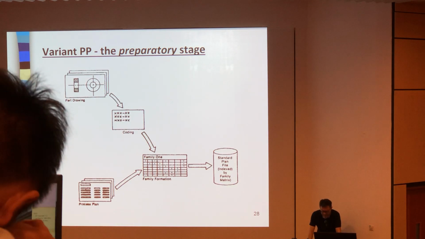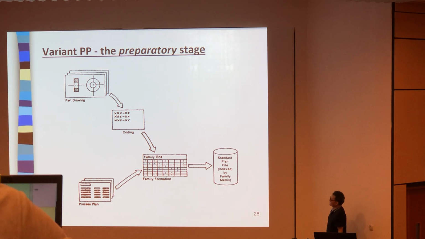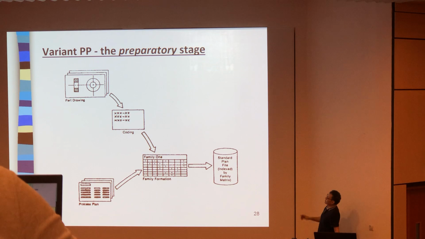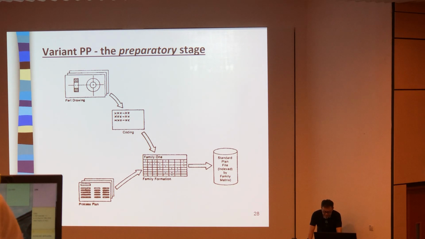Let's focus on this diagram. I'll explain the whole process. This is the preparatory stage, the development stage, how such a system is developed. And at the very beginning, as I mentioned, if you encounter a task to develop such a system, the company must have production history, which means you need to dig out the production history in terms of the produced parts, design, and plus their process plans.